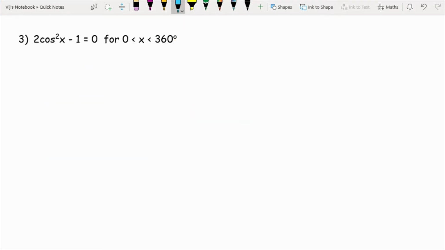Now with regards to question 3, so again we're looking at the range from 0 to 360. Now the main difference here is that we've now got a trig ratio that involves a power. Now just a little side note, what you need to remember with regards to powers involving trig ratios is the fact that cos squared x is basically cos x squared.